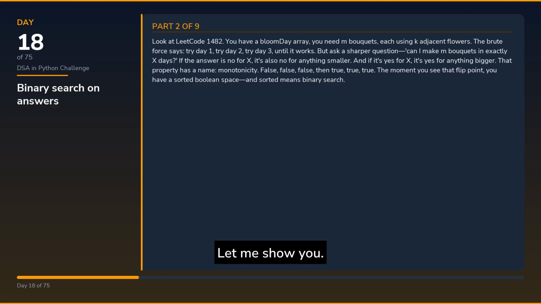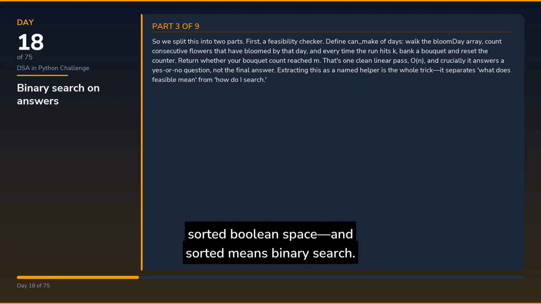If the answer is no for x, it's also no for anything smaller. And if it's yes for x, it's yes for anything bigger. That property has a name, monotonicity. False, false, false, then true, true, true. The moment you see that flip point, you have a sorted Boolean space, and sorted means binary search.